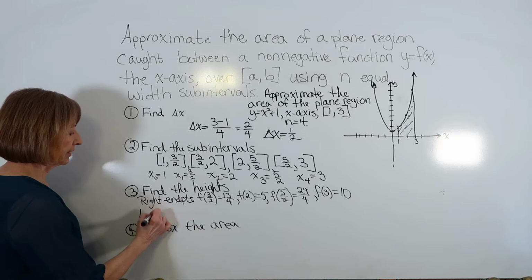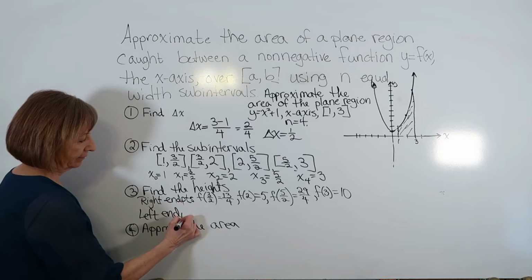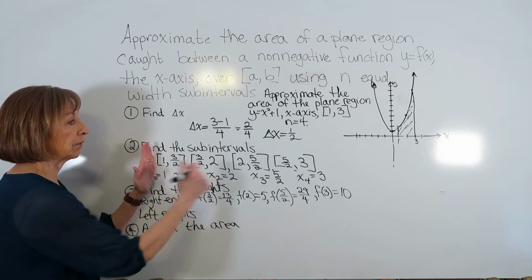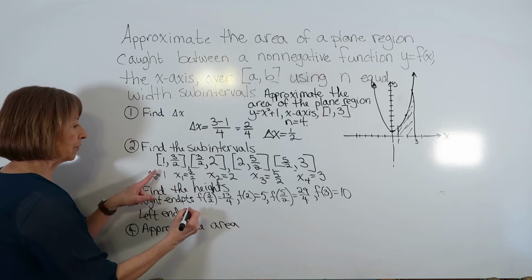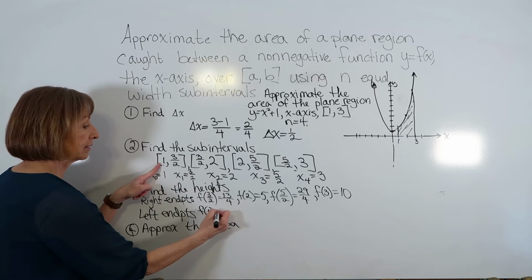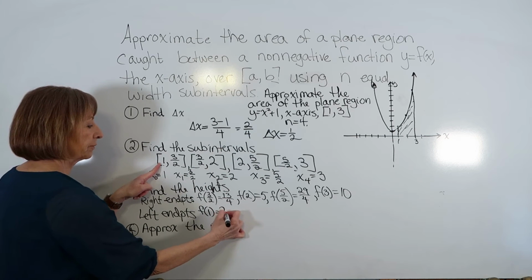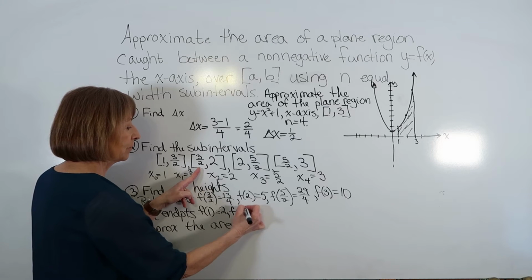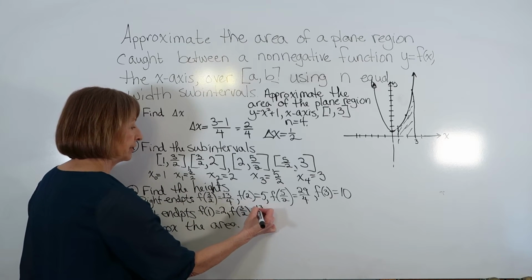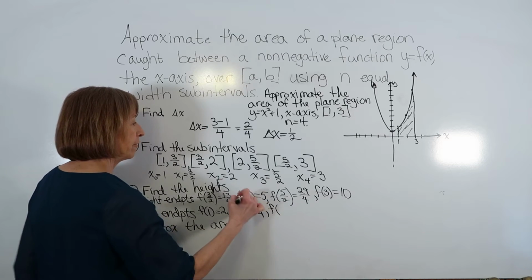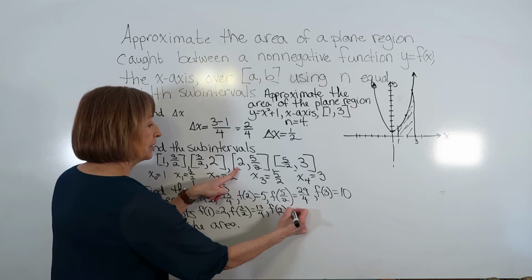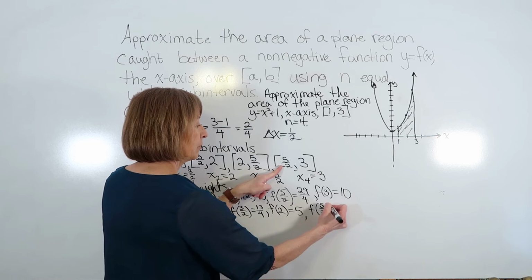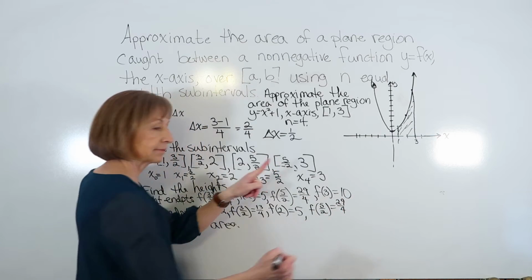Now let's do our left endpoints. Well, the left endpoints are starting at x sub 0 and going to x sub n minus 1. So that's going to be f of 1. 1 squared is 1 plus 1 is 2. It'll be f of 3/2. We already found that in the first stage. That's 13/4. It'll be f of 2, which came out 5. And f of 5/2, which came out 29/4.